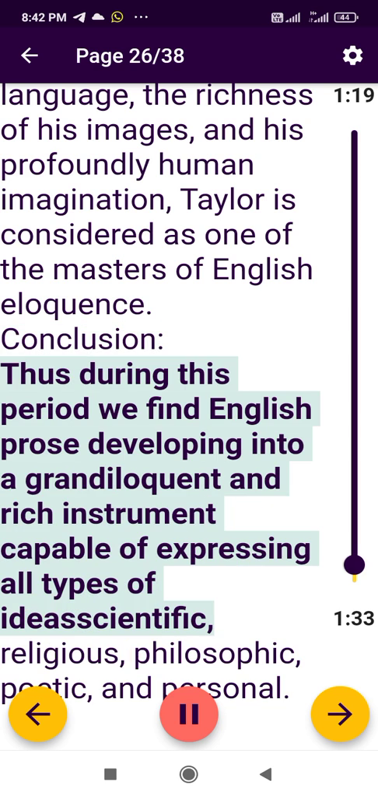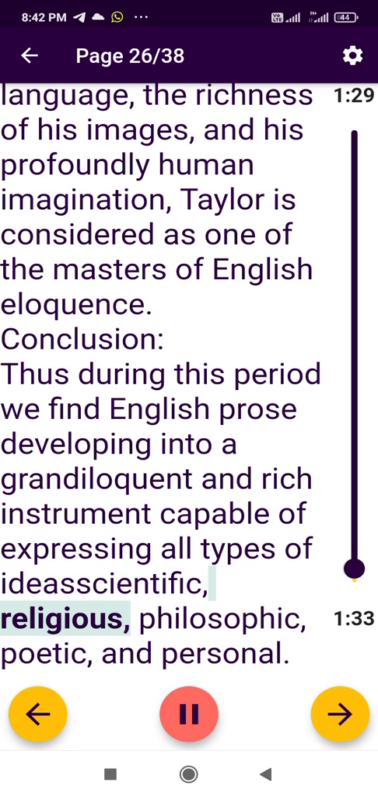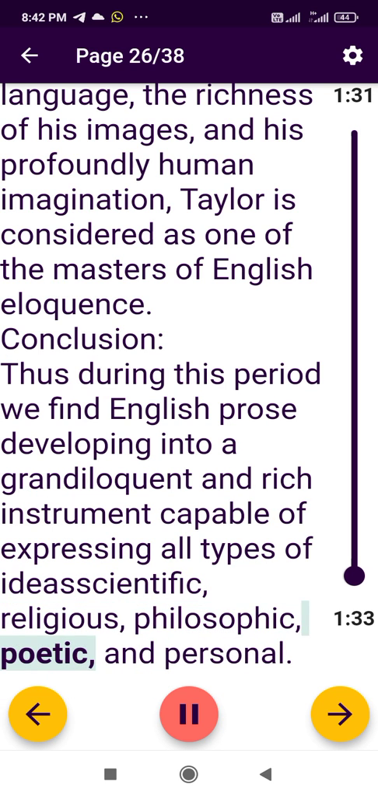Conclusion. Thus during this period we find English prose developing into a grandiloquent and rich instrument capable of expressing all types of ideas, scientific, religious, philosophic, poetic, and personal.